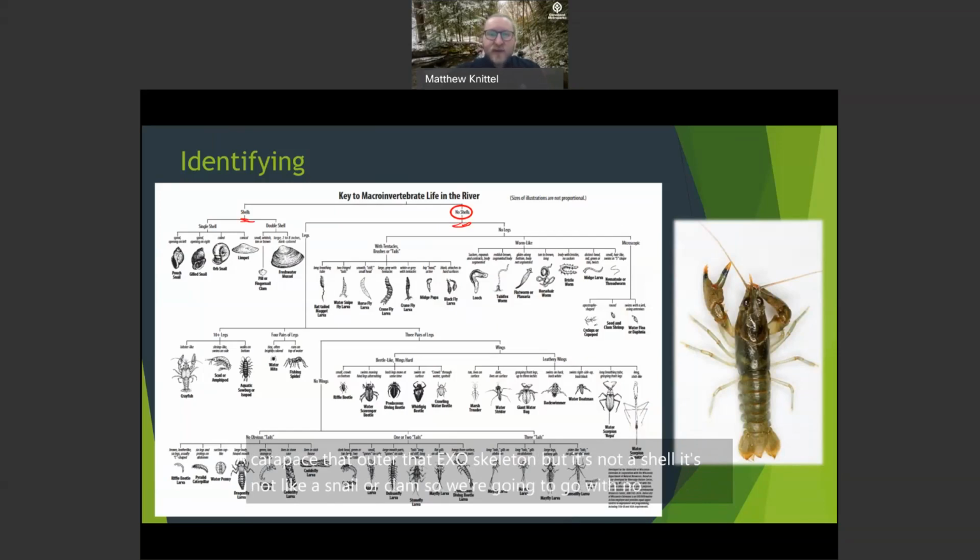So then next, we have to determine if it has legs or no legs. I think we can all clearly see it has legs, so let's follow that path down. All right, and so now we're given three choices here. Does it have 10 or more legs? Does it have 4 pairs of legs? Or does it have 3 pairs of legs? And so we can easily count those up. We've got 1, 2, 3, there's a little one hiding under there, 4 and 5 on the other side. So we've got 5 pairs of legs, so 10 or more legs.